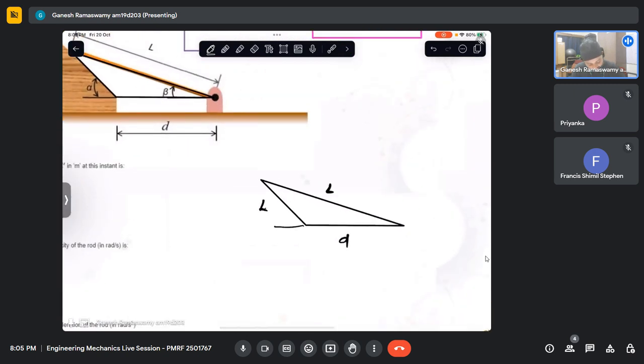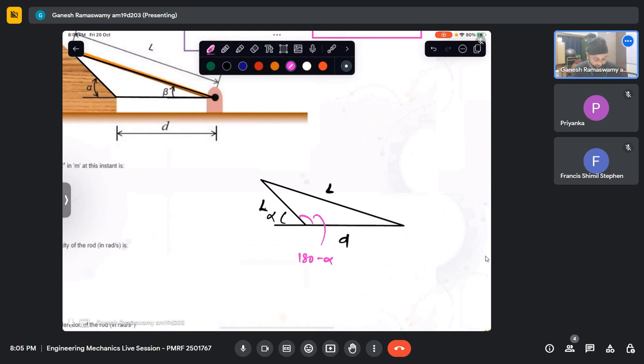I know this angle is alpha, in which case I know this angle to be pi minus alpha because that's a straight line. Similarly, this is given to be beta. So this I can see it is 180 minus alpha minus beta. So this happens to be alpha minus beta.